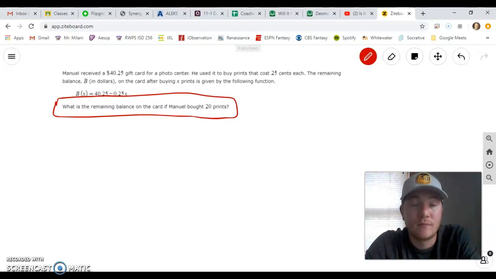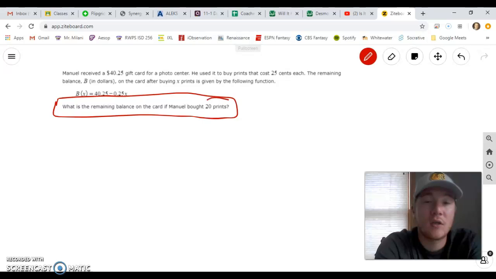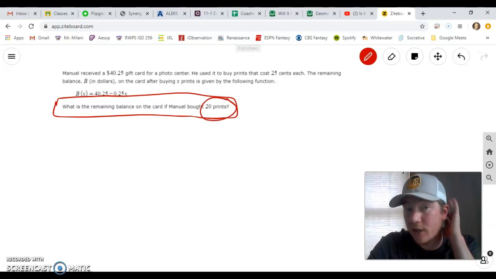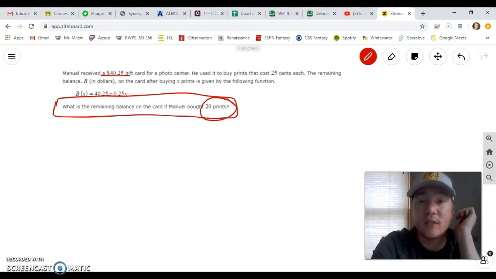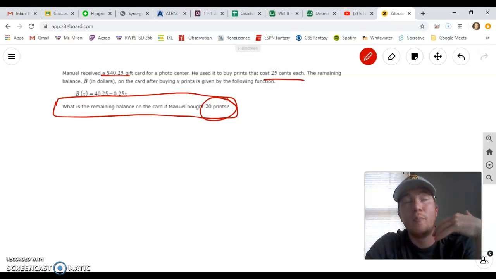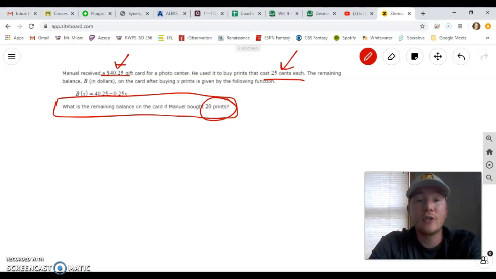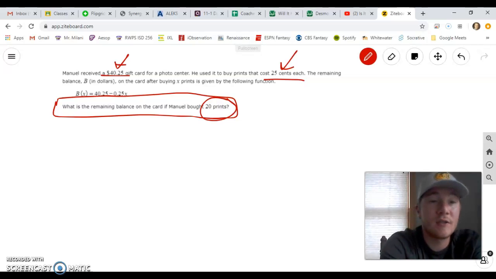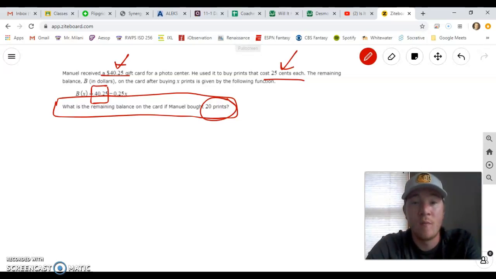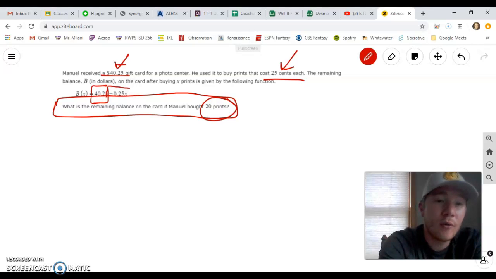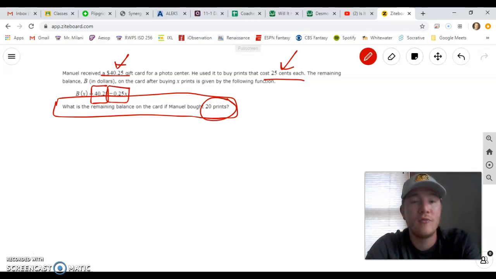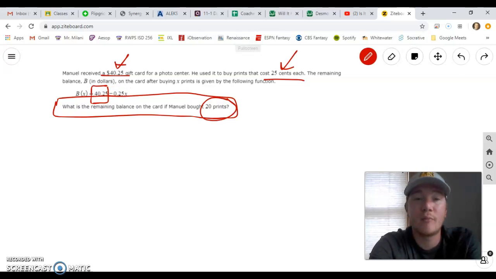prints? Okay, so that 20 prints is going to come in. With the number one question we always see here, what do I plug in? I don't know what goes where. There's numbers all over the place. When we get to building these functions from a word problem, then these are going to mean something a little bit more important for us. Right now, they're just telling you how this function came to be. It's a $40.25 gift card, so that's right there in the equation, and it's 25 cents a piece, or $0.25 for each print. So he's spending $0.25 every print he gets.